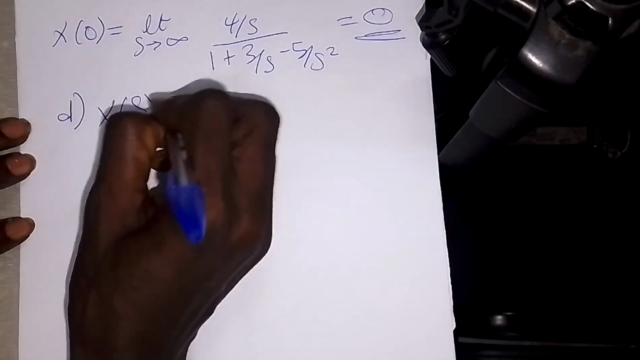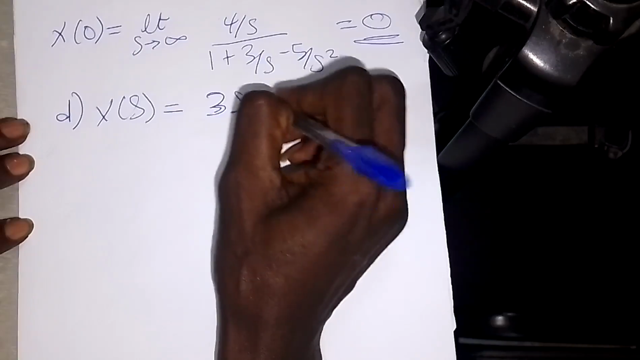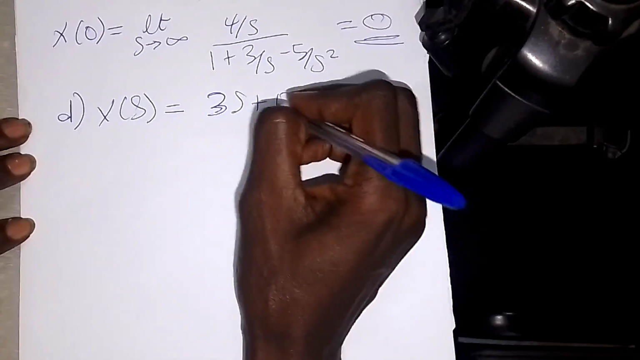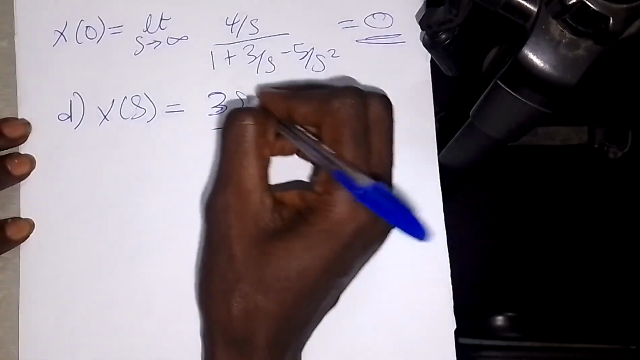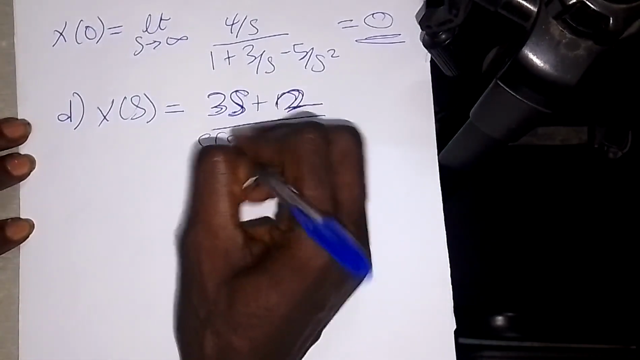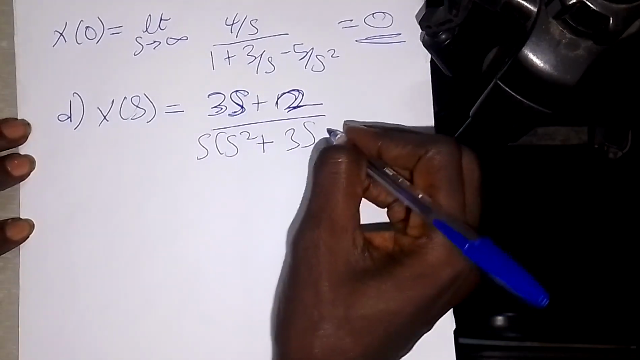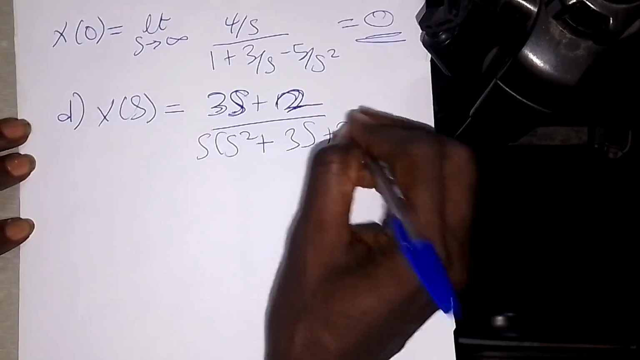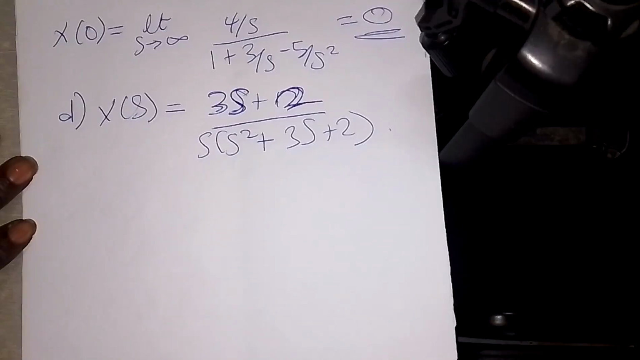What is D? X of s is equal to 3s plus 2, over s squared plus 3s plus 2. So this is what we have here.